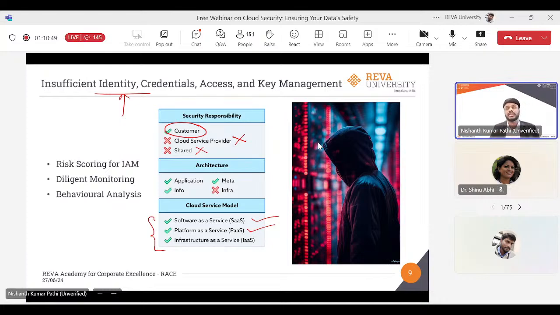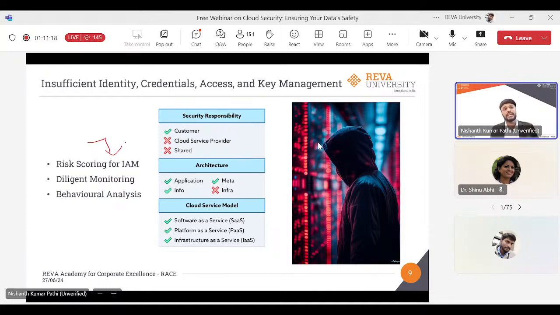And if you are an engineer trying to build systems on cloud, except for the infrastructure, because the cloud provider will take care of it, your application management, metadata management, data, and the configuration information regarding your application and systems have to be your responsibility. That's why, to mitigate this, we have something called risk scoring for identity and access management.